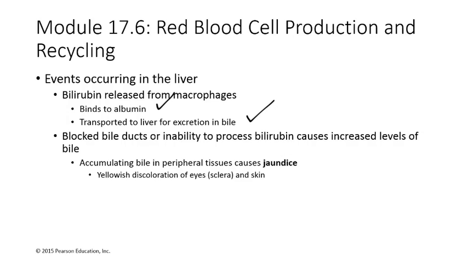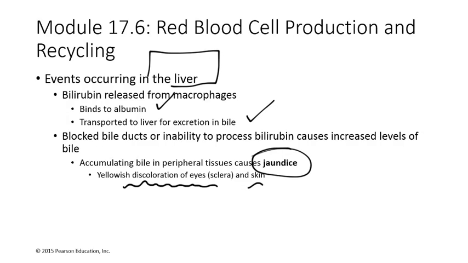If bile accumulates in the peripheral tissues, that can cause jaundice, and jaundice can cause a yellowing of the eyes and the skin. Some newborns will have a form of jaundice. Jaundice is also a sign of liver damage if the liver is not keeping up with the breakdown. So if for some reason the liver is failing to break down everything properly, then the person can start having a discoloration of the eyes and the skin. And you've heard of cirrhosis, right? Cirrhosis of the liver.